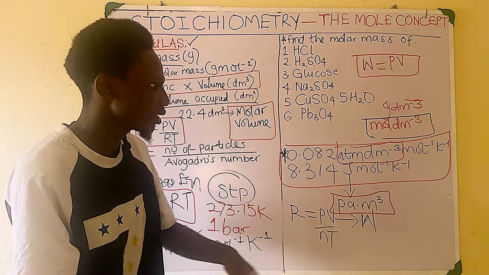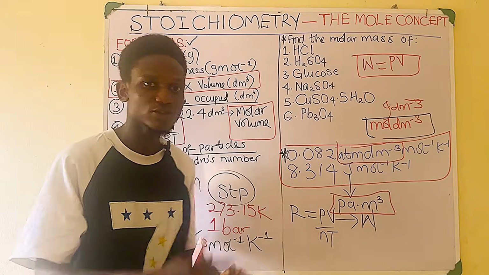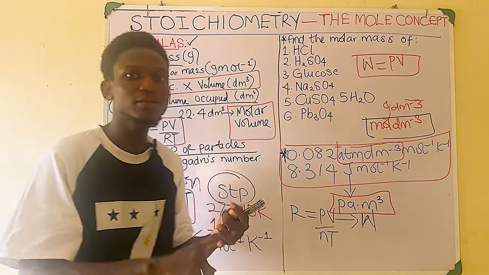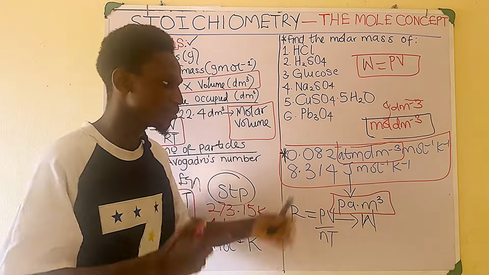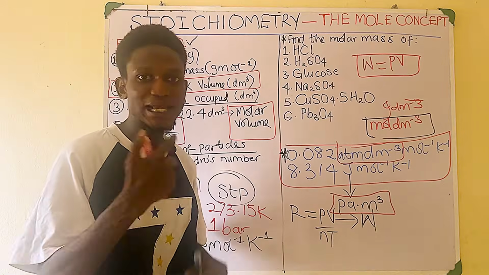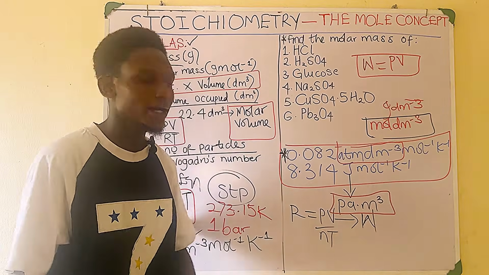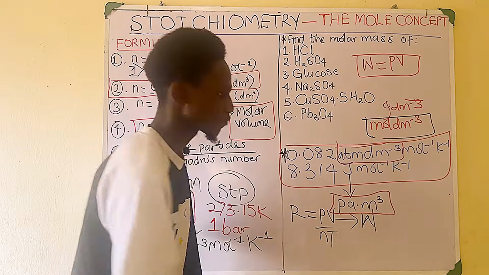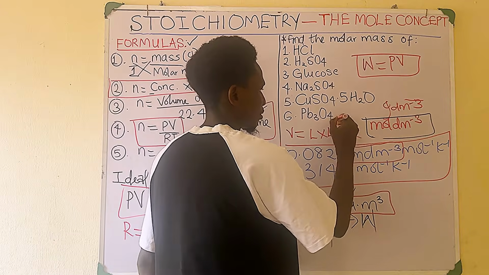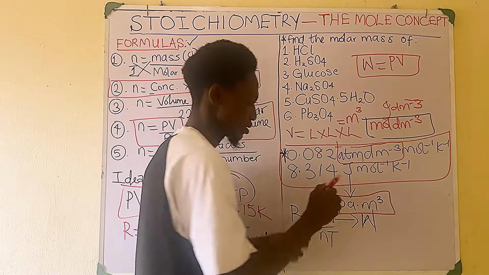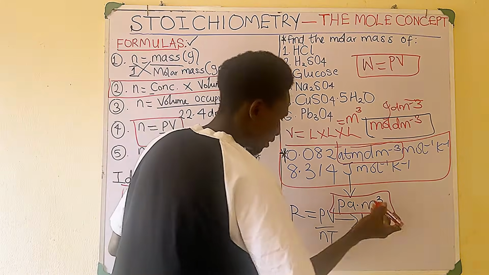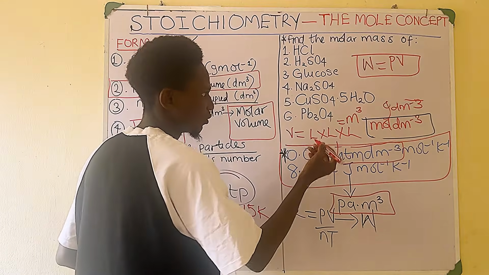You know that pressure can be in several units. You can have atmospheres, you can have bar, you can have Pascal, you can have millimeter of mercury and all that. Then volume can be in dm cube, cm cube, or meter cube, as long as there's a cube. What is volume? Volume equals length times length times length, which is meter cube.